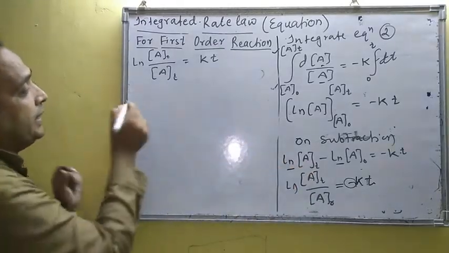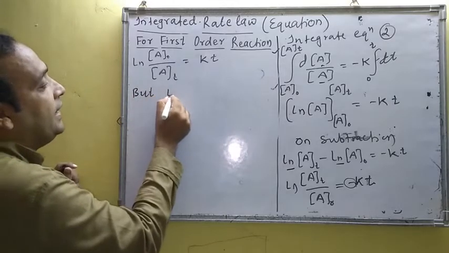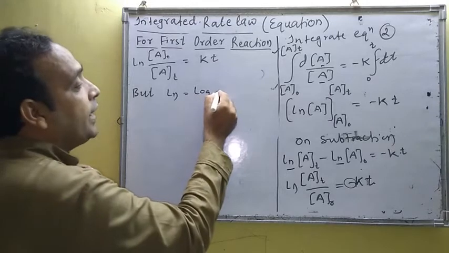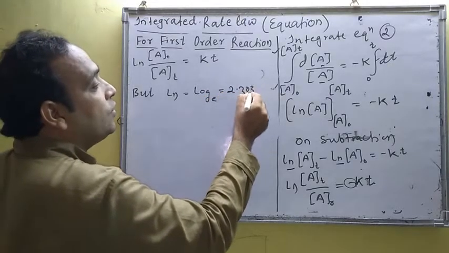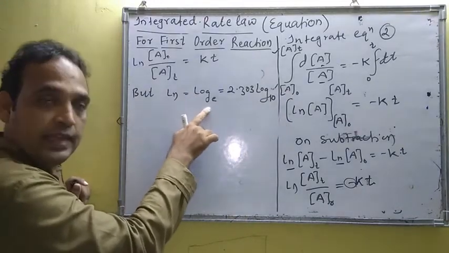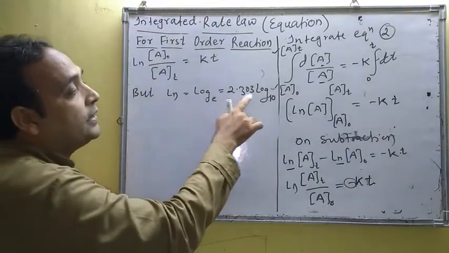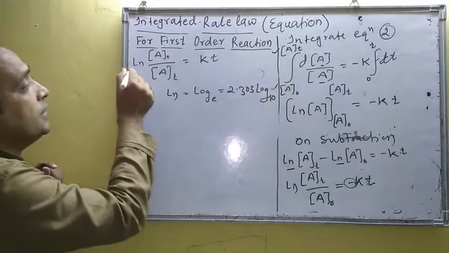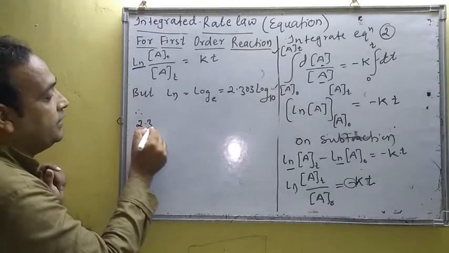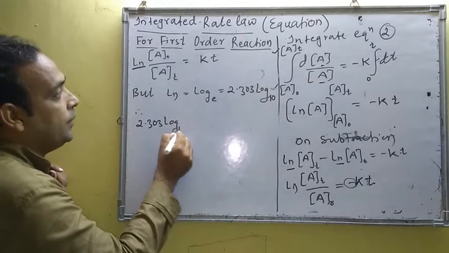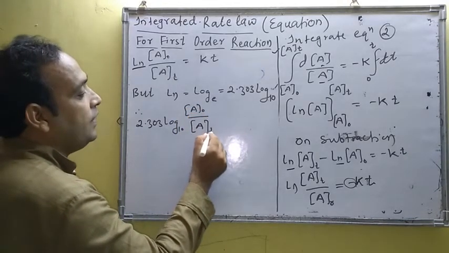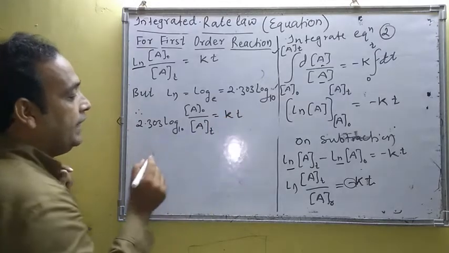But according to the mathematical rule we can write natural log is equal to log to the base 10 of e, or natural log is equal to 2.303 log to the base 10. Substitute this value here. So we can write 2.303 log to the base 10 of concentration of A0 upon concentration of At is equal to kt.